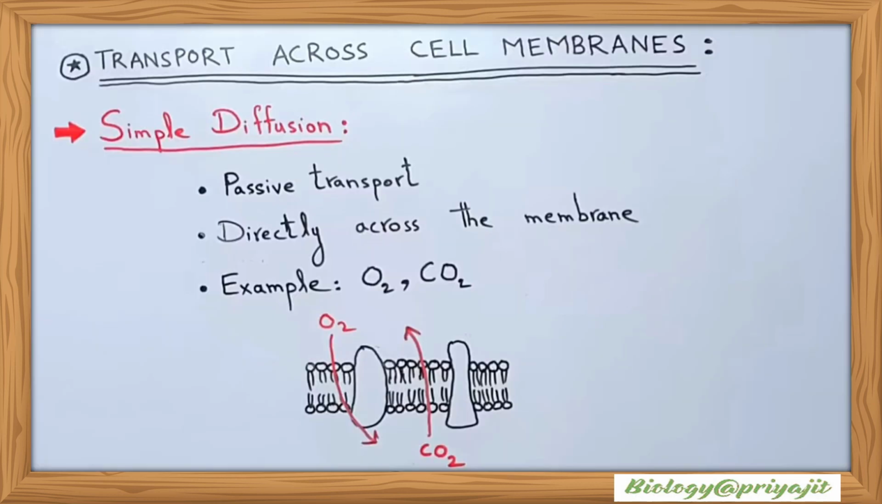Key point here: simple diffusion requires no ATP and depends only on the concentration gradient. This image shows transport across cell membranes, that is simple diffusion, which is an example of passive diffusion, directly across the membrane. Examples include oxygen and carbon dioxide. Here oxygen moves in and carbon dioxide moves out in this process.